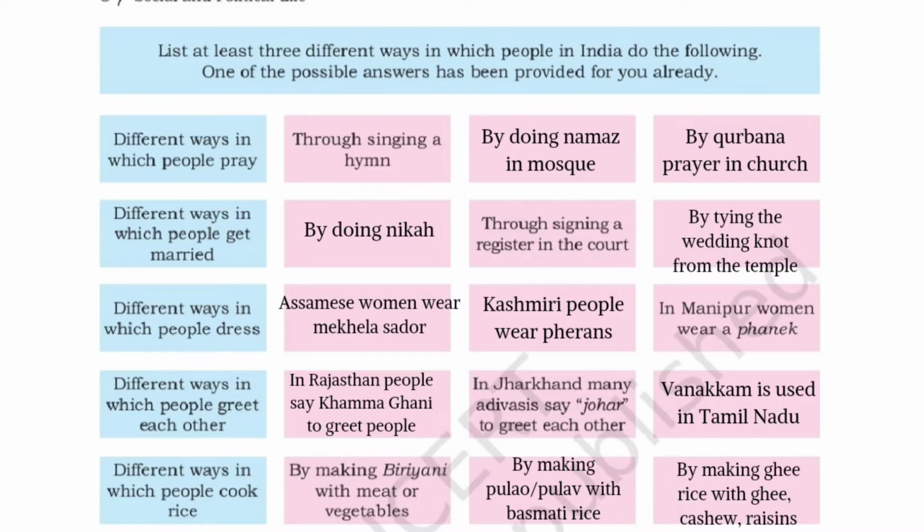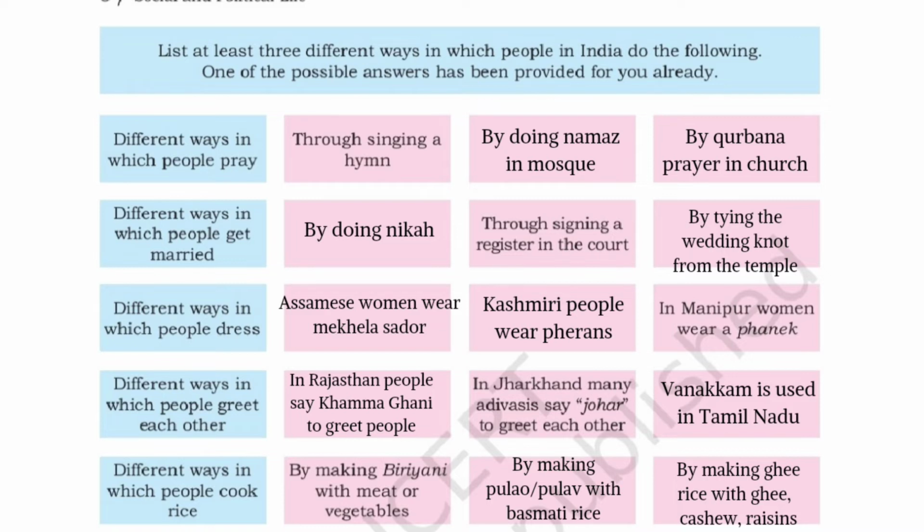Now let's do one activity given in your textbook. List at least 3 different ways in which people in India do the following. One of the possible answers has been provided for you already. First one, different ways in which people pray. One is given, through singing a hymn. You can add more by doing namaz in a mosque, by singing the Qurbana prayer in church.